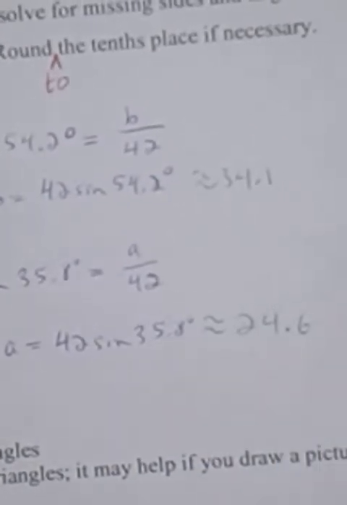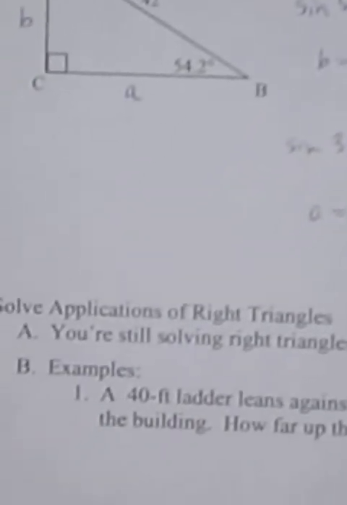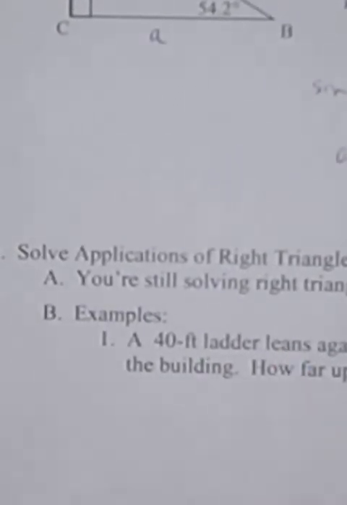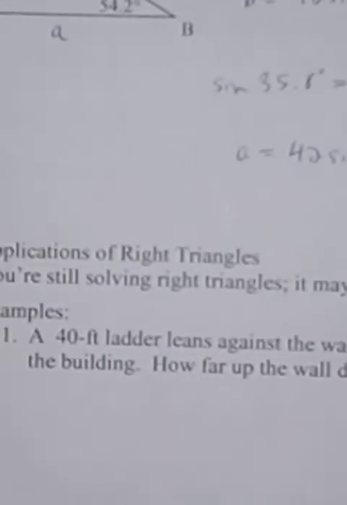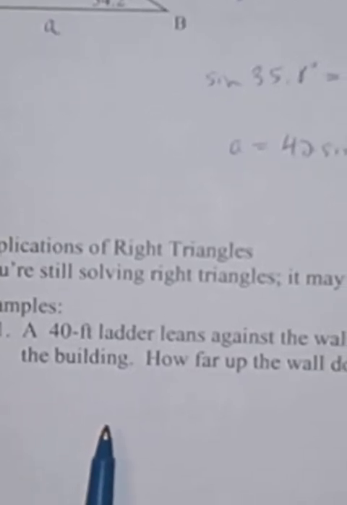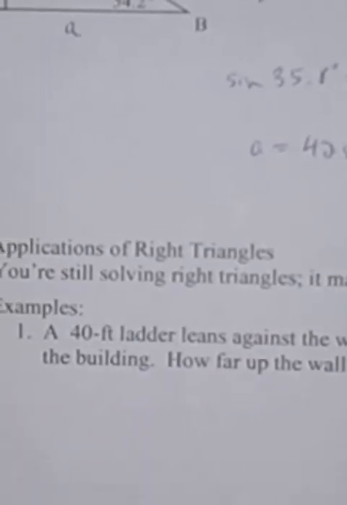All right. Let's try part 2, application. So you're still solving right triangles, and you may want to draw a picture. So let's try an example. A 40-foot ladder leans against the wall of a building, making a 20-degree angle with the building. How far up the wall does the ladder reach?